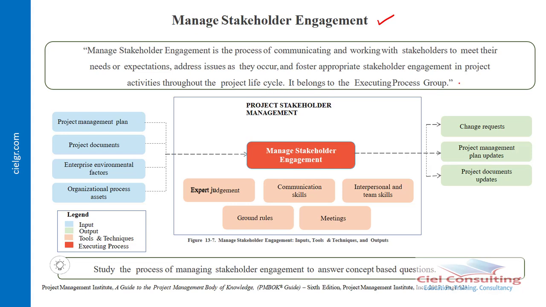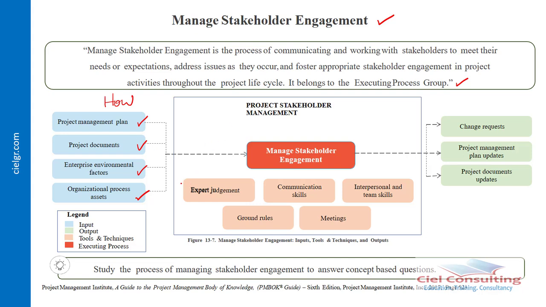So it belongs to the executing process group. So part of the input to manage our stakeholders would include, one, our project management plan, which of course would already stipulate how best we're going to manage our stakeholders. Then also other project documents, your enterprise environmental factors, which are factors that you may not have within your control when it comes to stakeholder management, as well as organizational process assets, lessons learned from previous engagements that we may have had with our stakeholders.